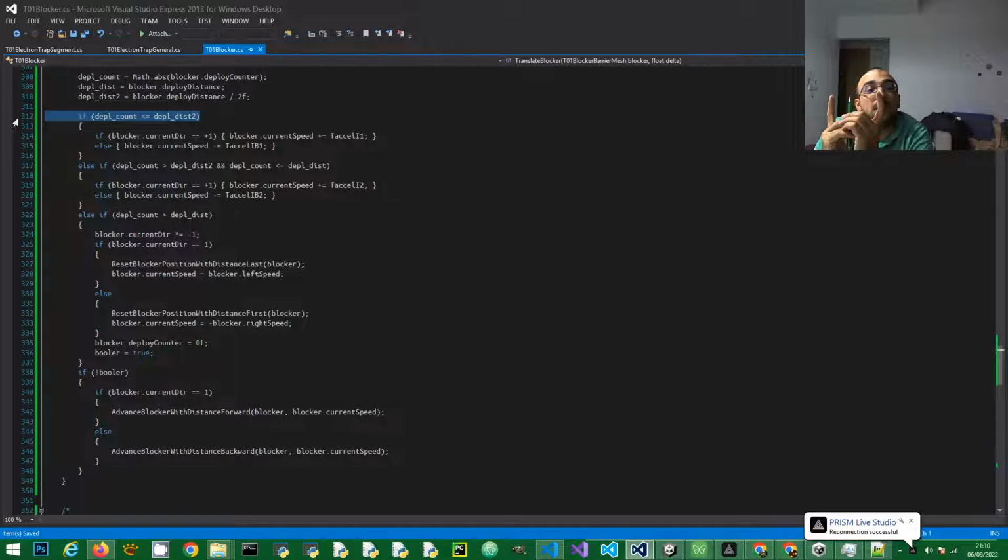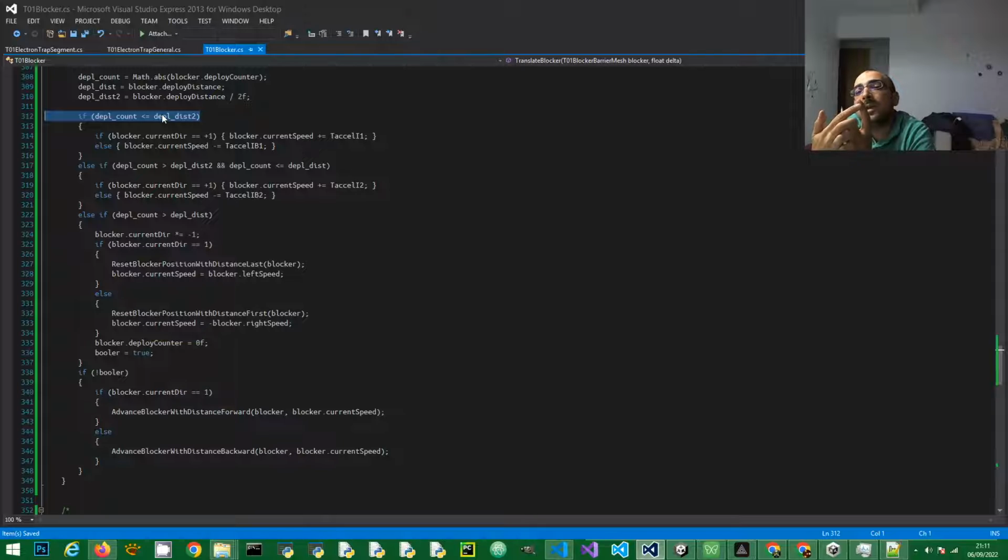And else if deploy counter is greater than the deploy distance. So the first if checks if my blocker is right here in the first half of the translation. Then it checks if it's right here, and then it checks if it's outside its movement interval. So if it's in the first half of the movement, and the direction is from left to right, or from right to left, you see it, but I see it as from left to right. Good.